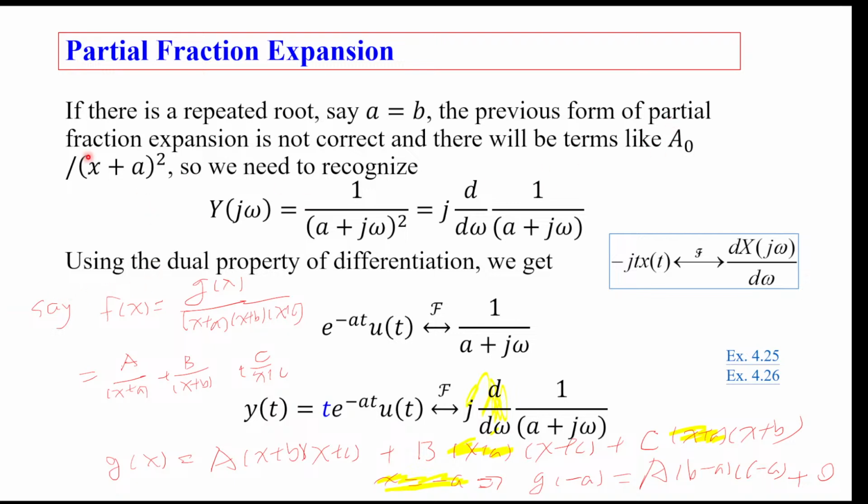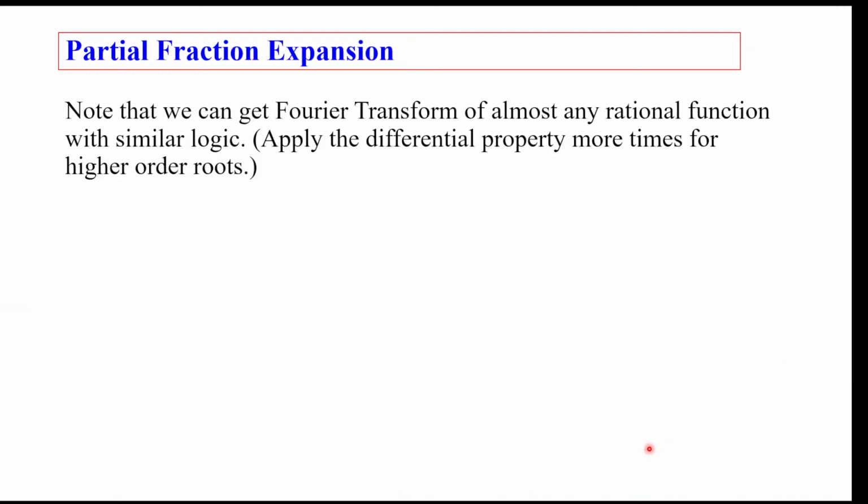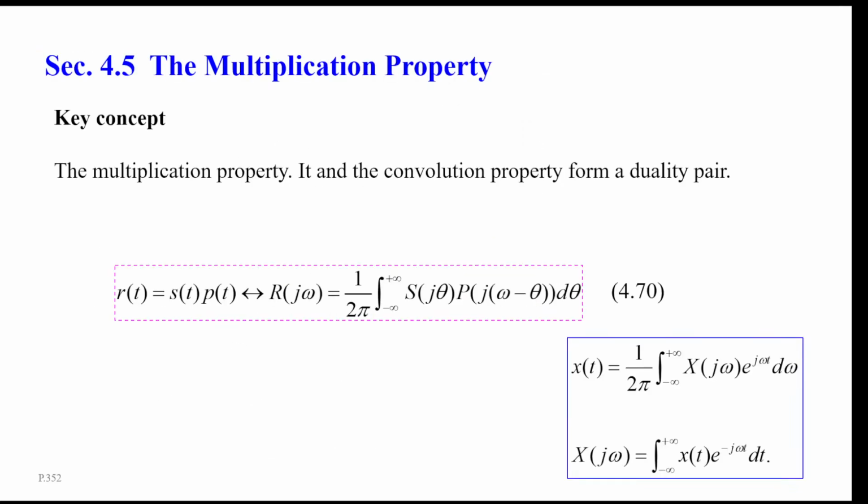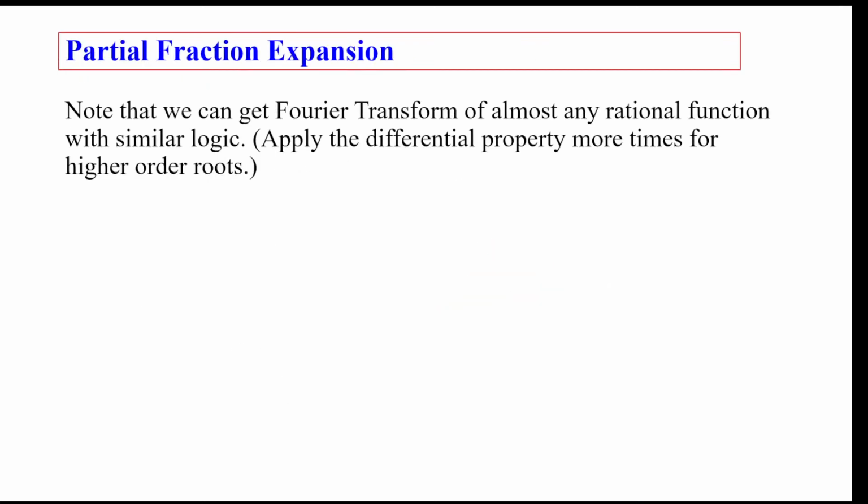And then we need the inverse Fourier transform of this term. We derive it from the differentiation property this time. We see that it's a bit like the exponential decay, but with an extra t: t e to the minus a t u of t. So that's partial fraction expansion. With this logic, we can get the Fourier transform of almost any rational function. We have those examples, and this will be useful later when we solve differential equations.